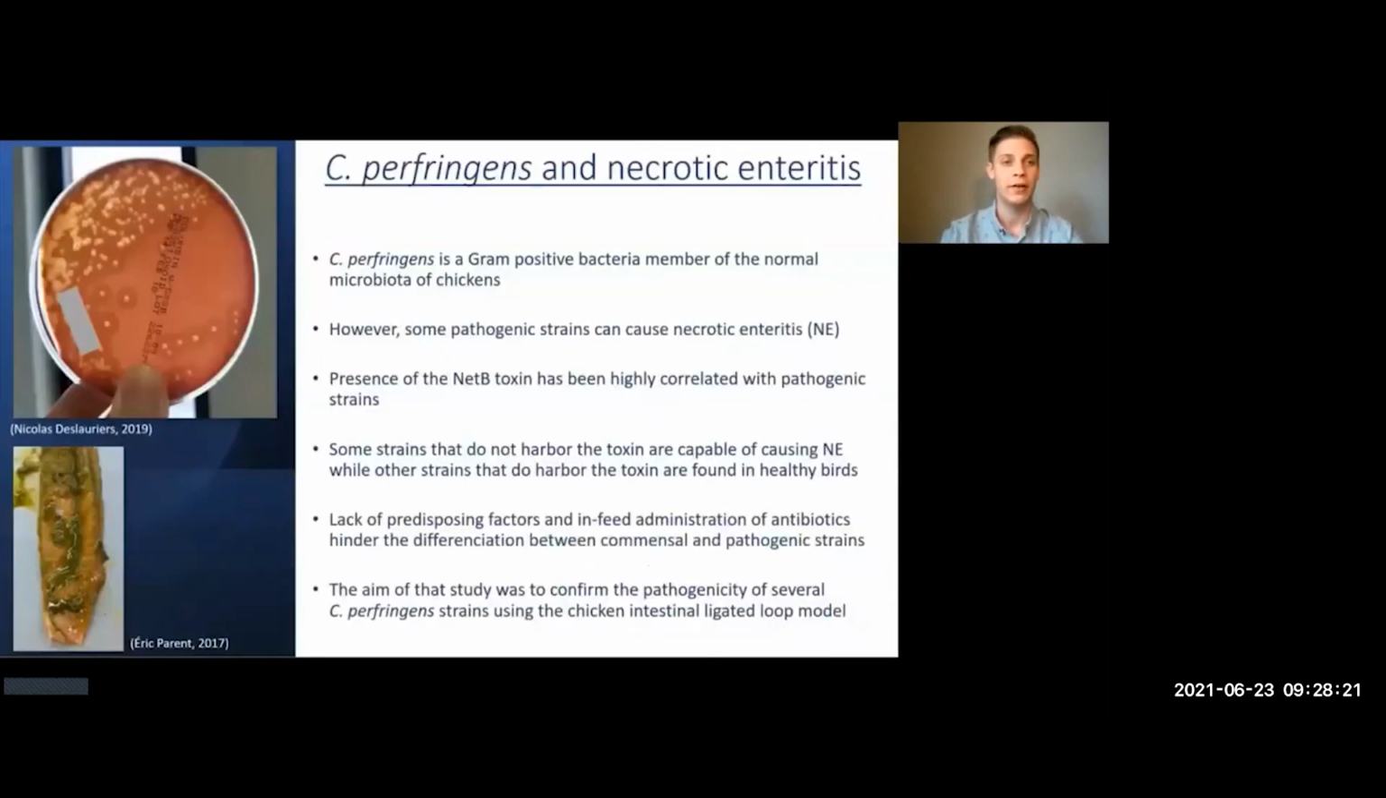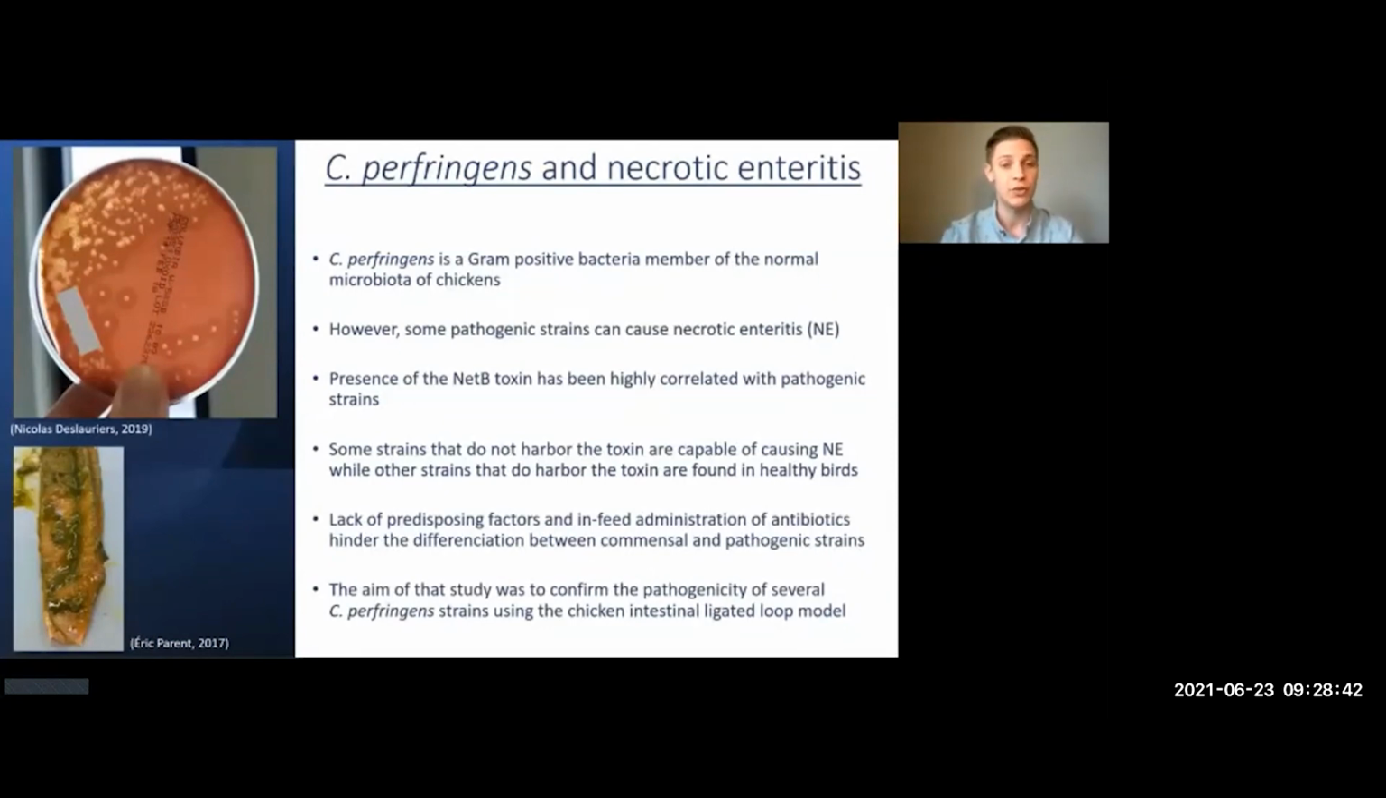So first of all, let's talk about C. perfringens and necrotic enteritis. C. perfringens is a gram-positive bacteria, member of the normal microbiota of chickens. However, some pathogenic strains can cause necrotic enteritis, a deadly intestinal disease to chicken. The presence of the NETB toxin has been highly correlated with pathogenic strains.